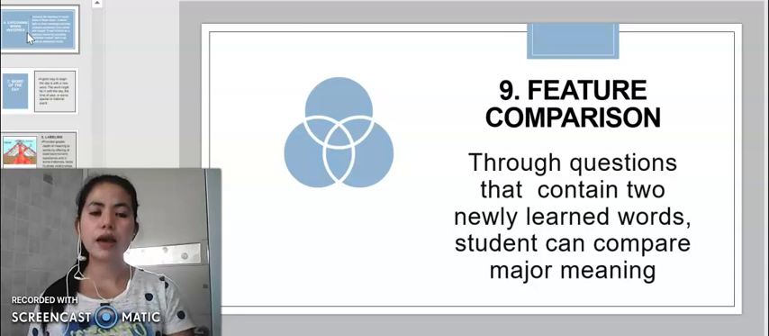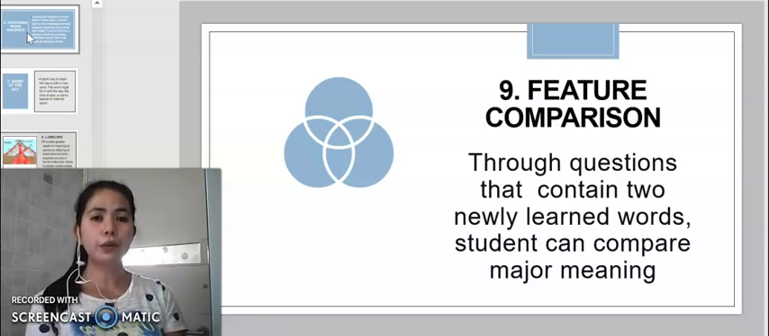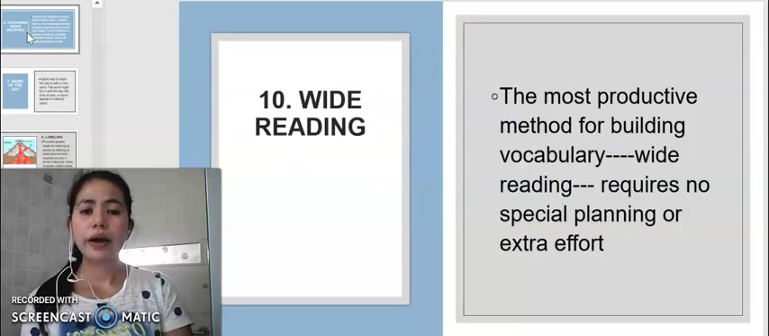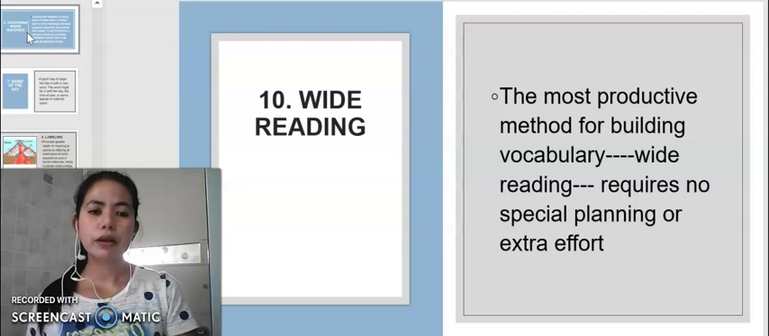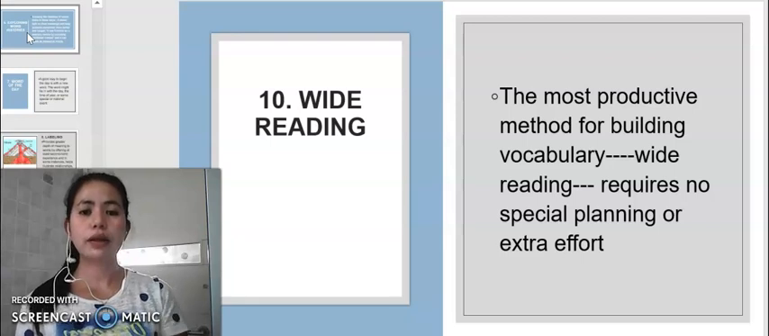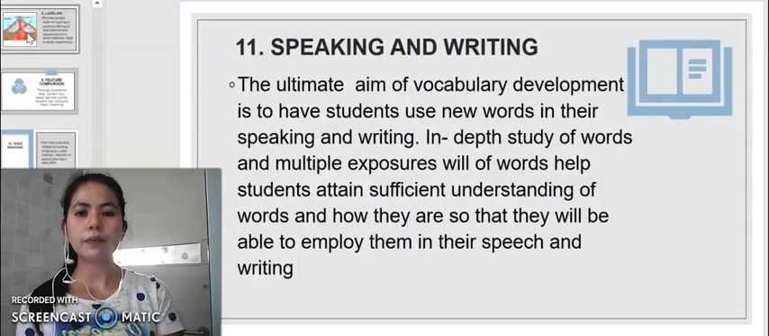So there is a comparison of newly learned words. And number 10, wide reading, the most productive method for building vocabulary. Wide reading requires no special planning or extra effort. So this would allow all the students in the class to read all together. That is wide reading.